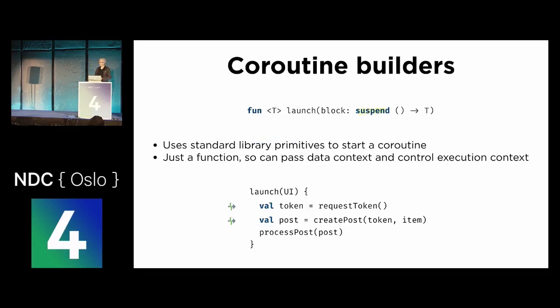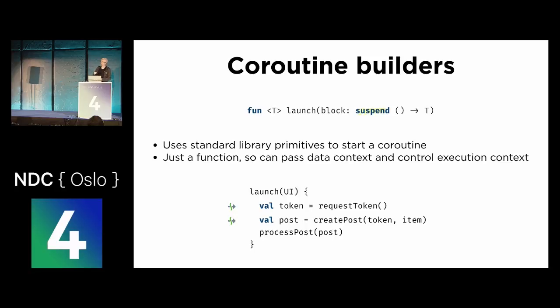So then you need to be able to launch a coroutine to start it off, to kick it off. And for that, we've got the idea of coroutine builders. So you have a method such as launch here, which is a normal function, but it takes in a lambda, which has got the suspend keyword. So it takes in a suspending function, and it will do something and kick it off and make it work.